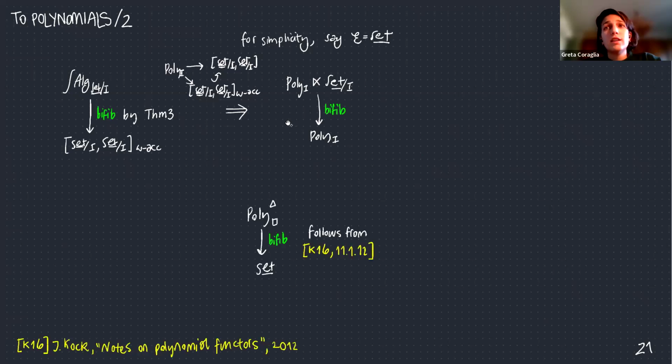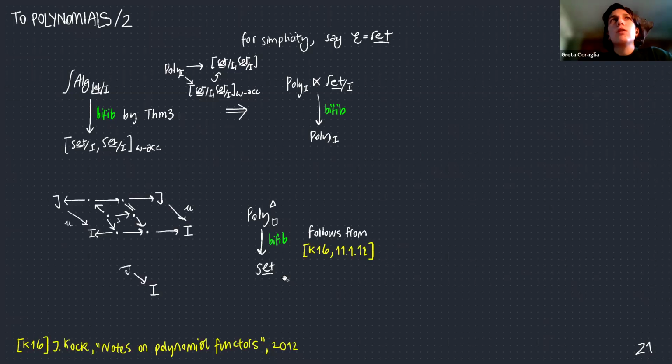More than that, there is a nice result by Joachim Kock in his notes, in the 2016 edition. There he shows that polynomials are themselves bifibered over sets. You see where I'm getting at now, hopefully.